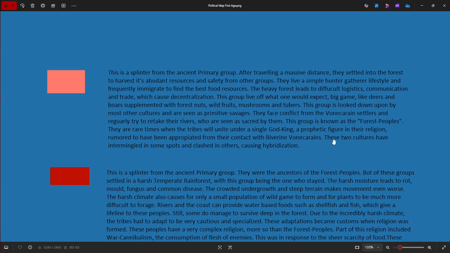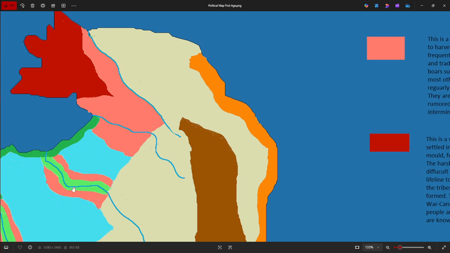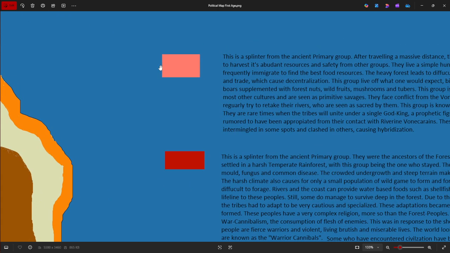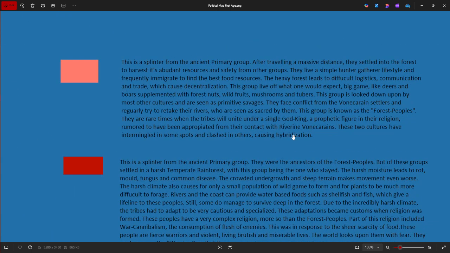And these people, they're called the riverine Vonacerians. Some of them are actually nice to these forest peoples and they merge and intermingle their cultures. And some religious elements from both their ancestral history and this new group they've encountered have contributed to this god king figure in their religion. However, in other spots, there's a massive conflict and they regularly kill each other and the settlers enslave these poor people. So the god king, what does he do?